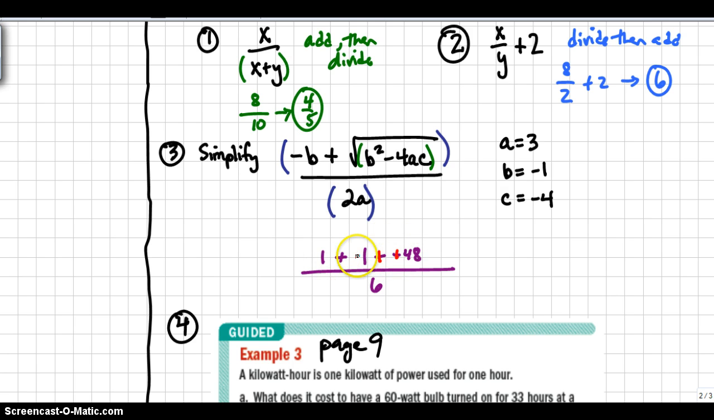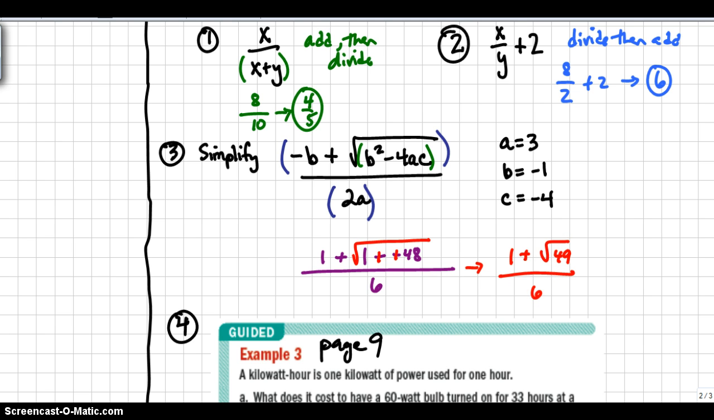So I get 1 plus 1 plus, oh, and I forgot to do the square root. Let me go back. I forgot my square root symbol, so let's put that back in. So now I need to do my addition, add the opposite. So I'm going to get 1 plus 48, which is 49. And I still need to do the square root of that.